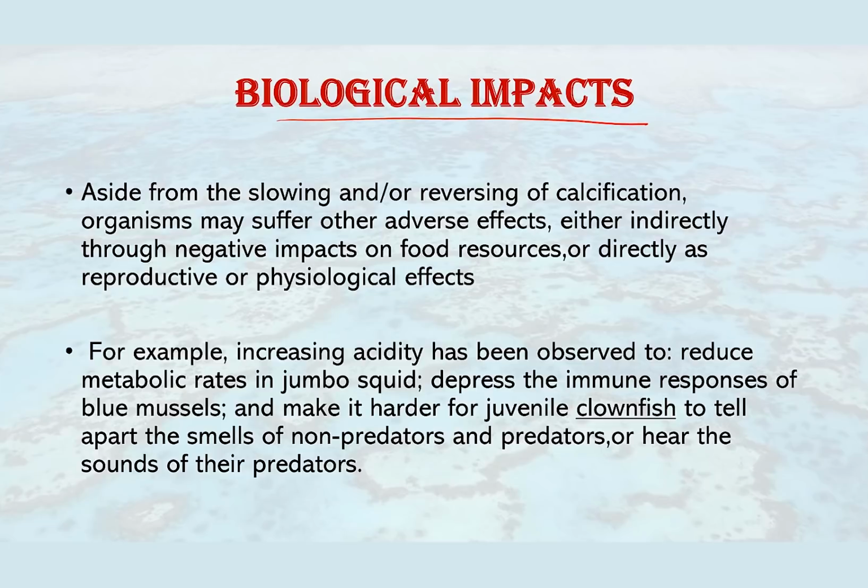Aside from slowing and/or reversing the calcification, organisms may suffer other adverse effects, either indirectly through negative impacts on food resources or directly as reproductive or physiological effects. For example, increasing acidity has been observed to reduce metabolic rates in jumbo squid, depress the immune responses in blue mussels, and make it harder for juvenile clownfish to tell apart the smells of non-predators and predators or hear the sounds of their predators. Also, increasing ocean acidity is believed to have a range of direct consequences.